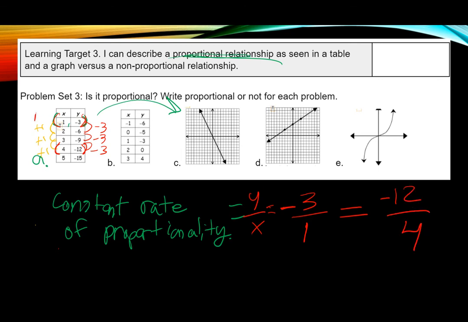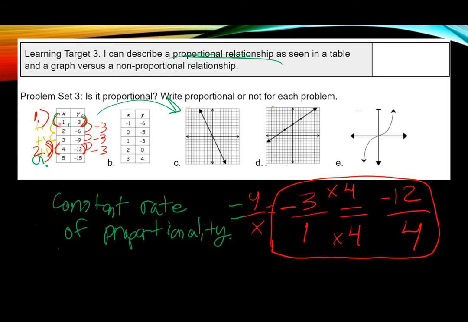You see what I did here? I took this ordered pair right here, and then I took this ordered pair down here, and I put the Y's on top, X's on bottom, and you'll see that if you were to multiply the numerator by 4 and the denominator by 4, it works out. -3 multiplied by 4 gives you -12. 1 multiplied by 4 gives you 4. So these are proportional, or you might even say equivalent.